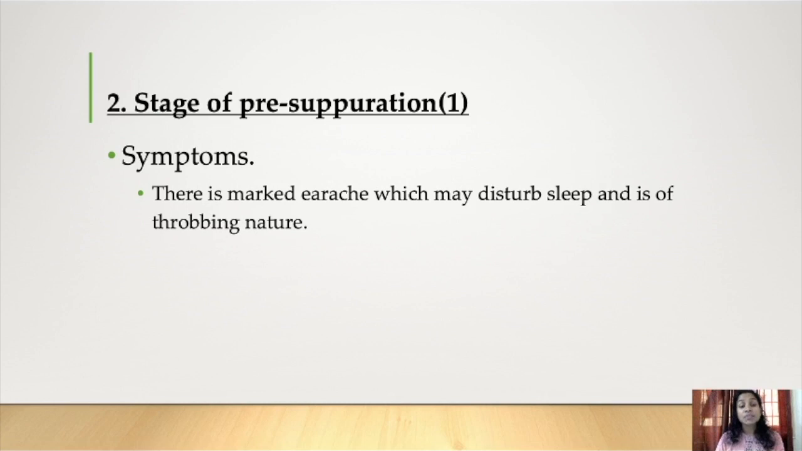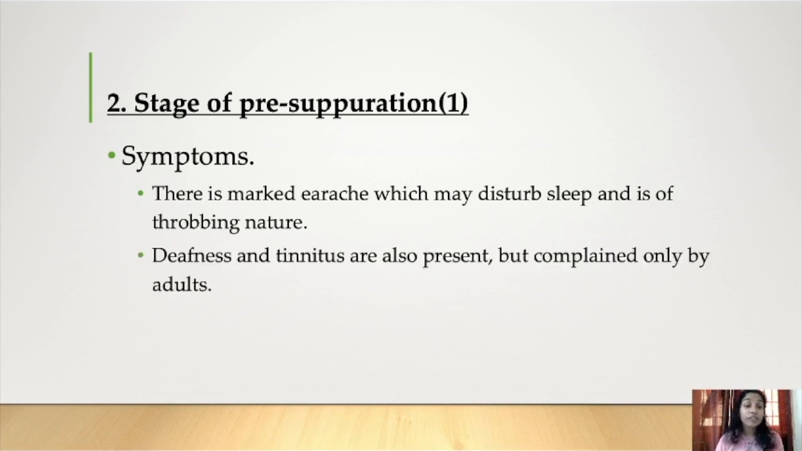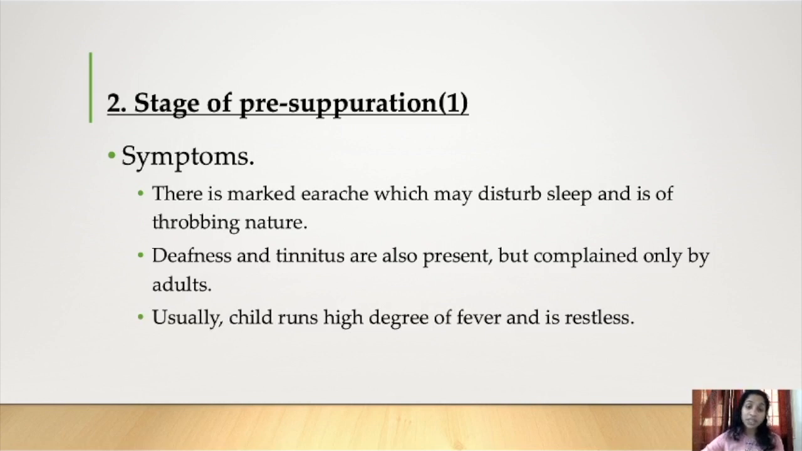Symptoms: there is marked earache which may disturb sleep and is of a throbbing nature. So marked earache will be there, which is throbbing type. Deafness and tinnitus are also present but complained of only by adults. Children and infants won't notice that, they won't complain. If it is seen in an adult, they will come and complain. Usually the child runs a high degree of fever and is restless. Kids will show high fever and they will be restless.